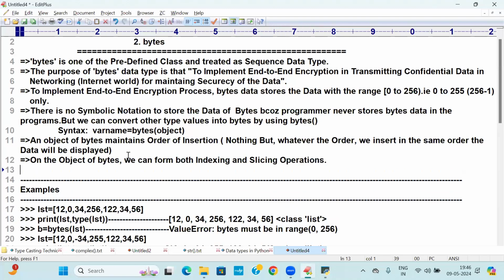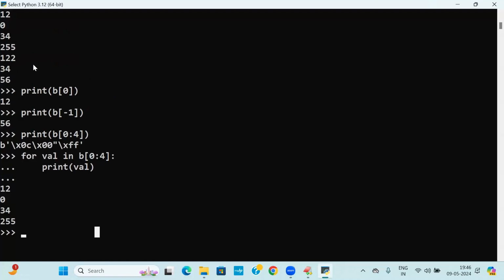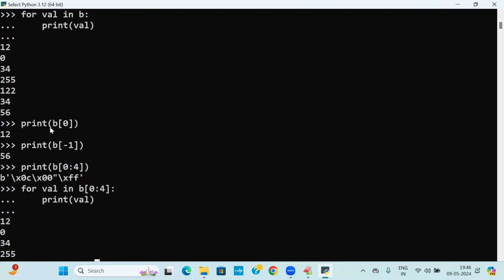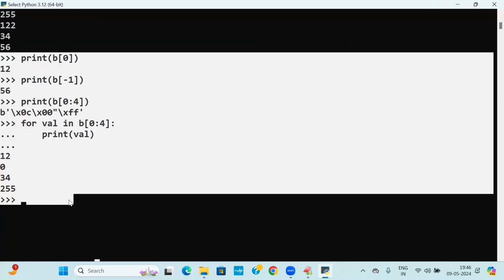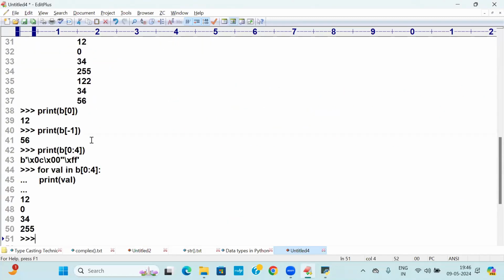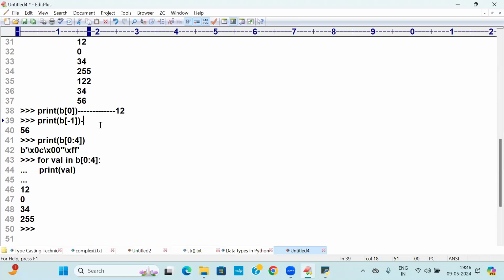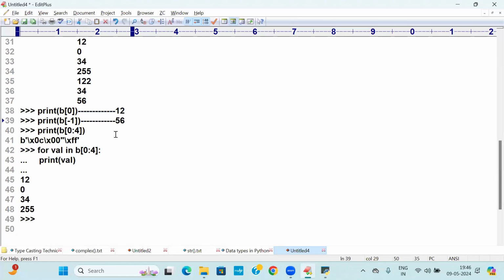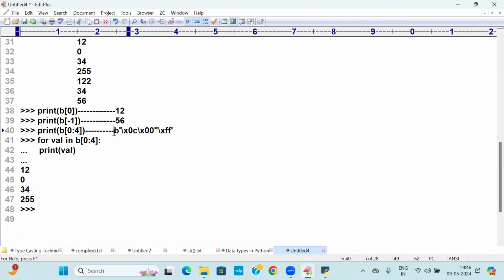These are very, very important. Indexing we performed, slicing also we performed. I'll carry this indexing and slicing example here. So this is done. And here B of 0, value printed. B of -1, value printed. B of 0 to 4, value printed. And this is the data printed here. Are you able to follow, students?